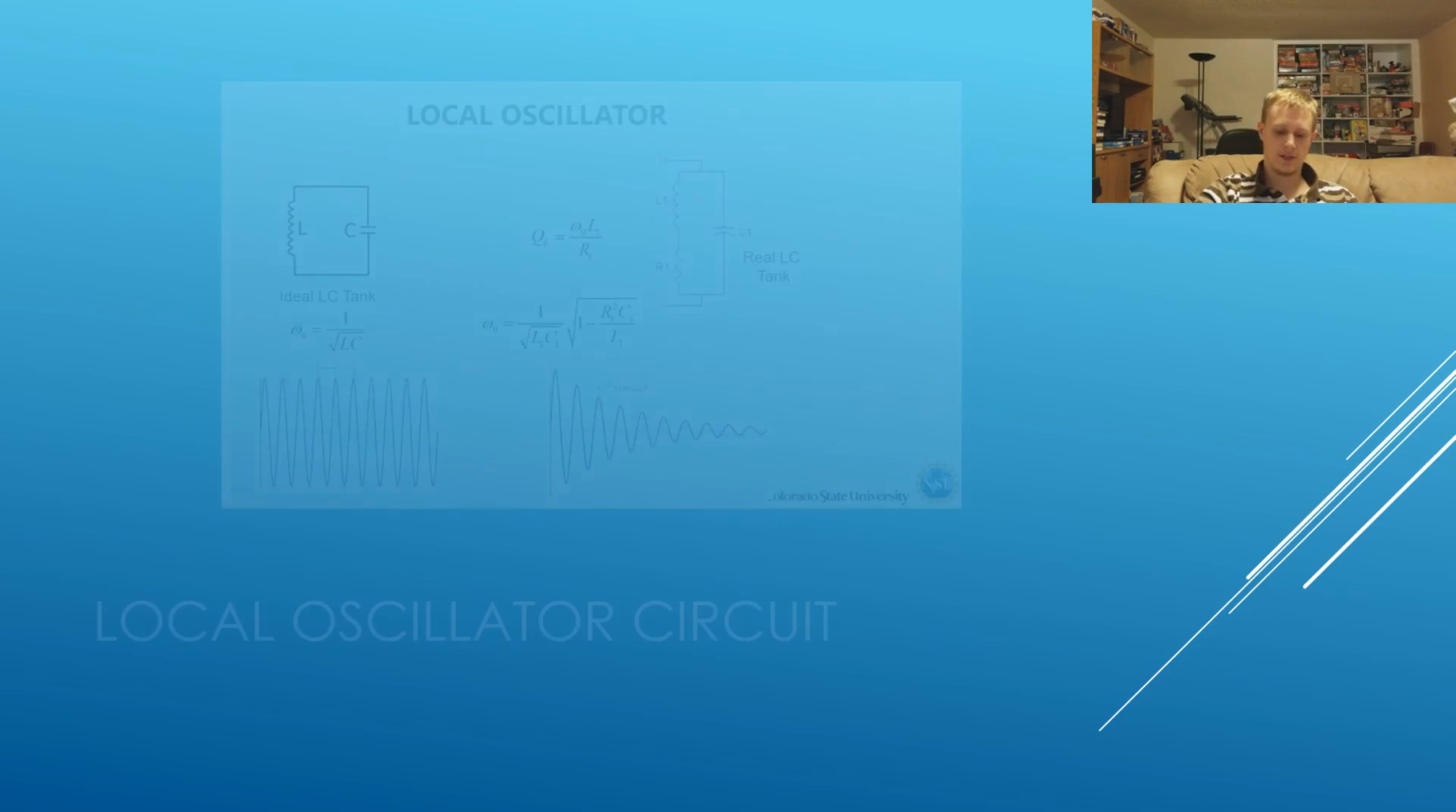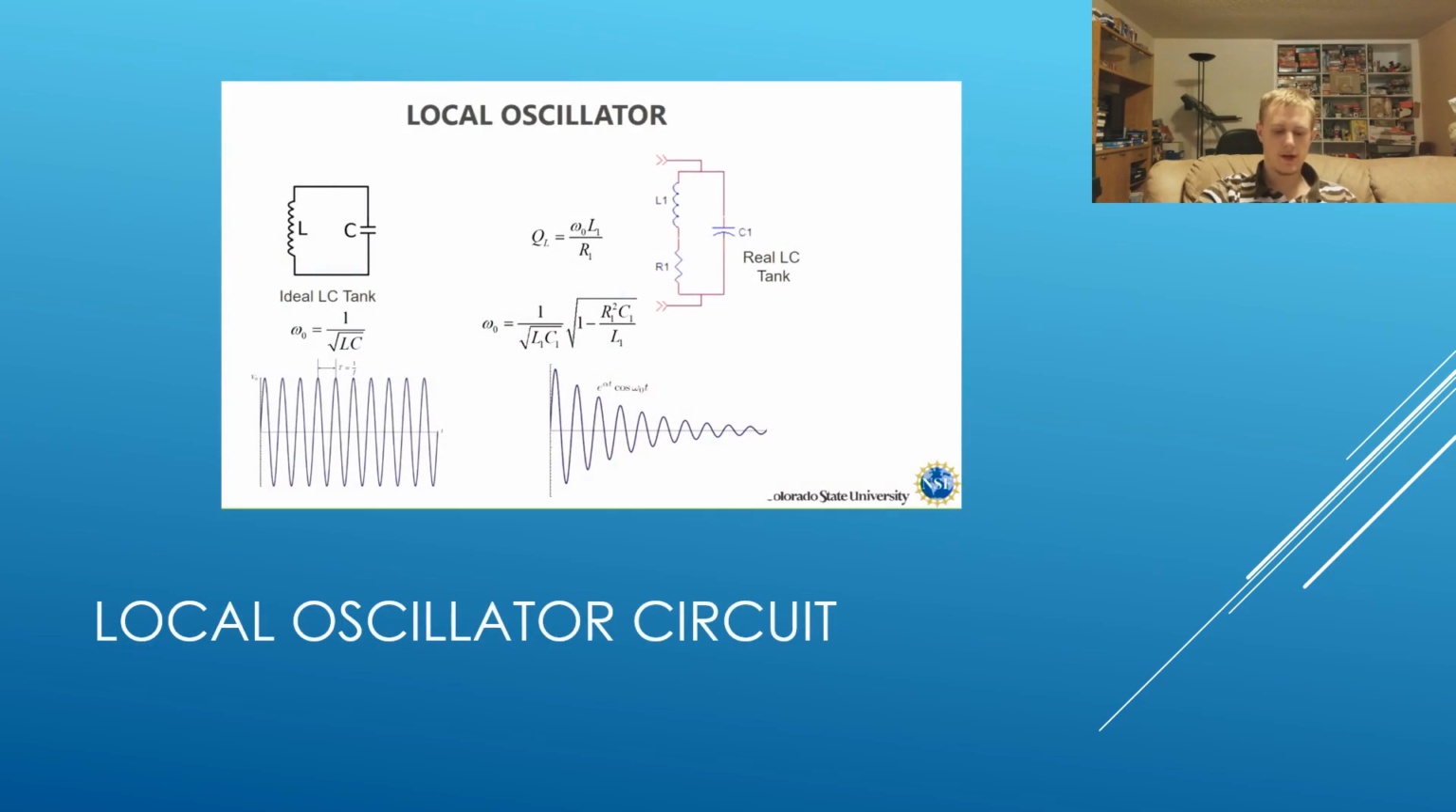Now let's look at the circuits which may be used to create this system, starting with the circuit that is used in the local oscillator. Ideally, this circuit is a parallel LC circuit. The ideal LC tank doesn't take into account energy dissipation, though. Because wires produce resistance, there is always a resistance in the circuit. This circuit causes oscillations because the circuit oscillates between storing energy magnetically in the inductor and electrically in the capacitor.